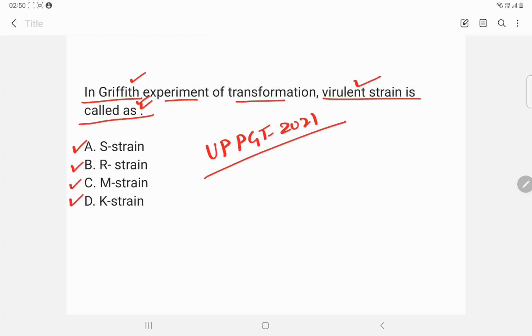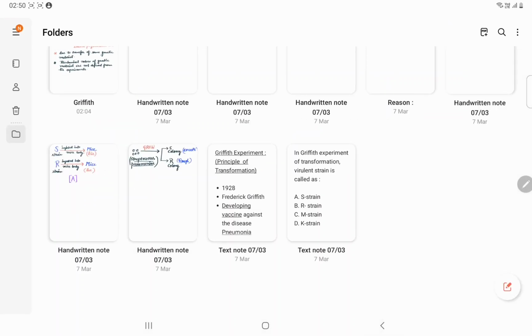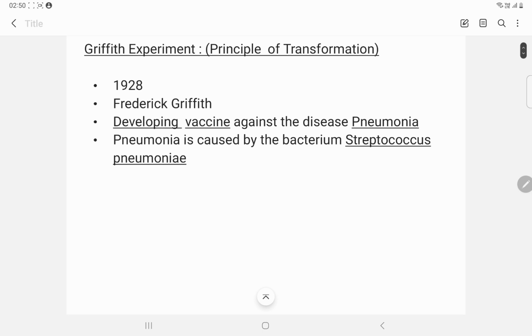Let's check the Griffith experiment of transformation. Now Griffith experiment, this experiment is also known as principle of transformation. You will understand later why this experiment has given this name. This experiment was conducted in 1928 by Frederick Griffith.